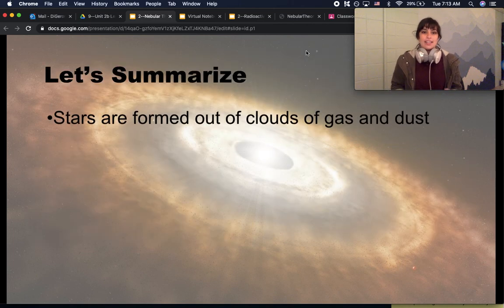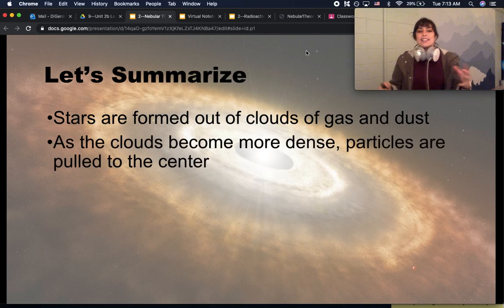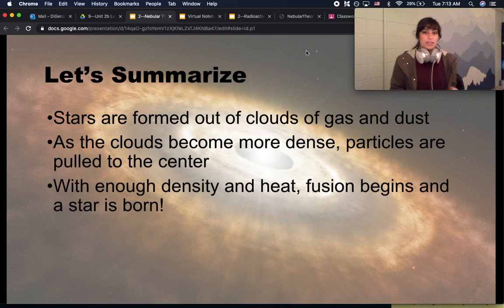To summarize, what happened first in nebular theory was that a star was formed out of a cloud of gas and dust that collapsed in on itself, became dense, started to spin, and had nuclear fusion happen in the middle of it. As the clouds became more and more dense, particles were pulled towards the center, particles that would eventually form our sun and our 4 rocky terrestrial planets.